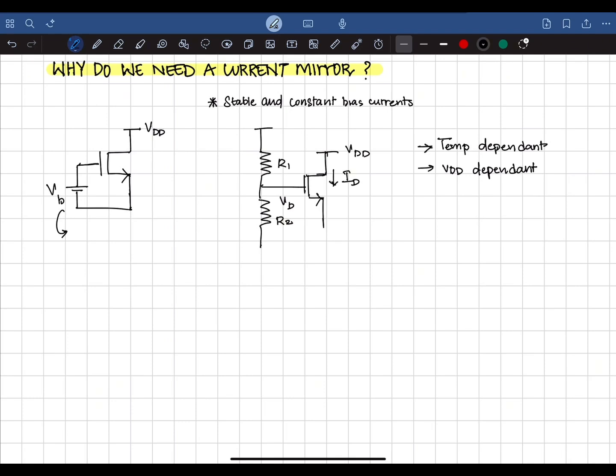So we need a device that produces a stable and constant bias current for our active devices in a way that they are not dependent on the temperature and also not dependent upon the global VDD. And current mirrors overcome these limitations. Let's see how they overcome these limitations. An important configuration that we'll be using in a current mirror is a diode connected transistor.